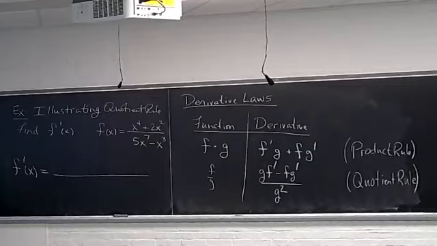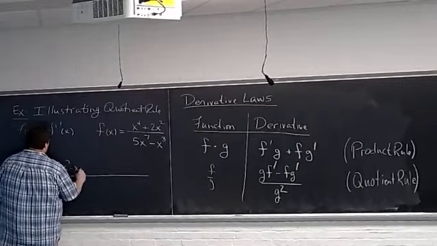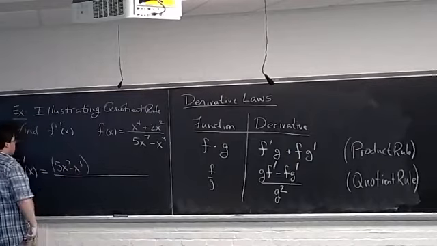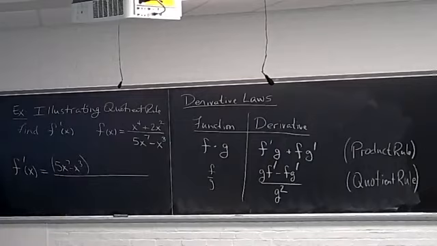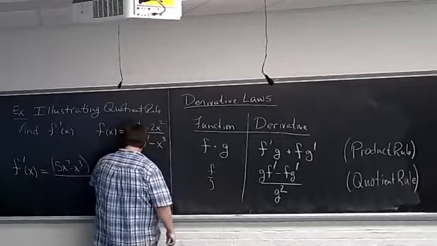So the quotient rule tells us the first piece we need is the bottom function. There's the bottom function. The next thing we need is the derivative of the top function. I'm going to need more room. Do I have more room in that direction?